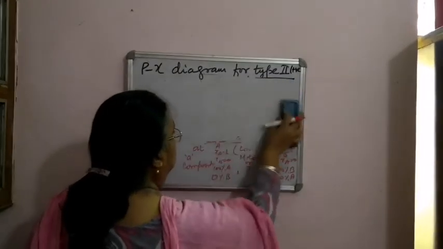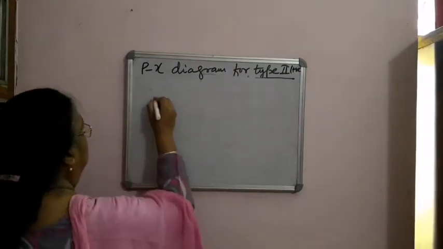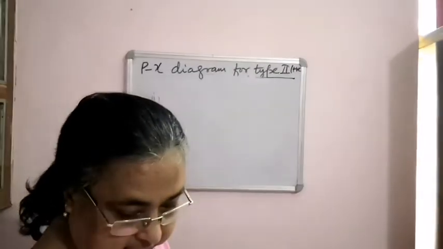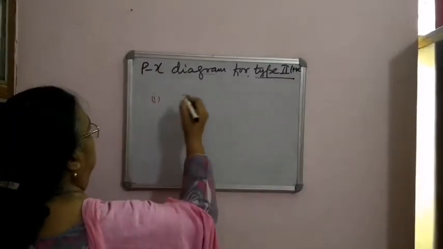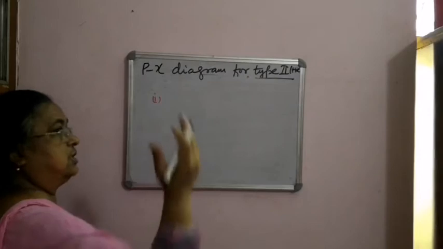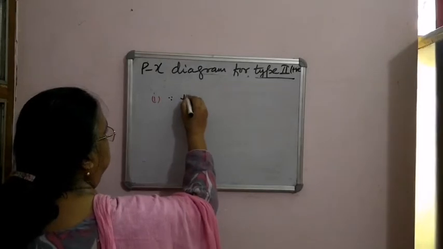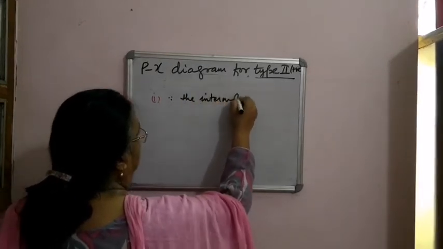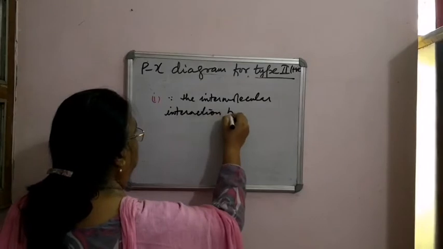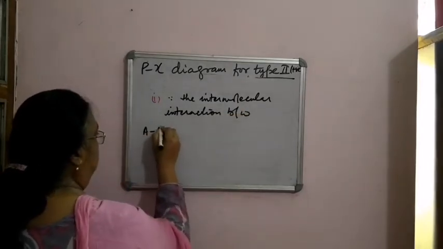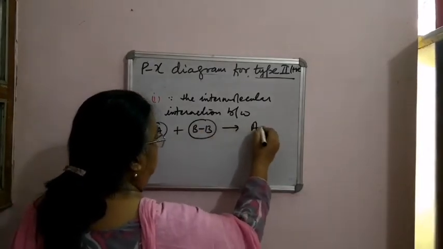Now, the reason for this, we'll see. The first reason: you have seen that the vapor pressure of the solution is higher at one point. So why is it there? Because of the intermolecular interaction between A and A, and B and B, which is giving you A and B.